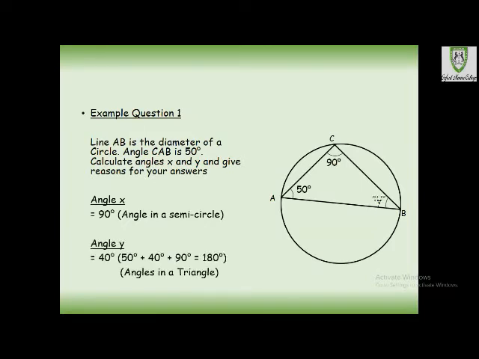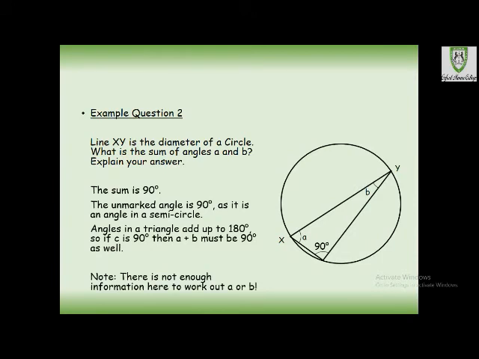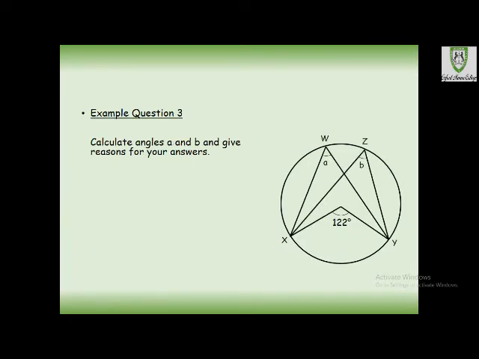Alright, we move on to the next slide. Example 2. We're asked to find A and B. Alright, I project the solution. A and B sum up to 90 degrees, because the angle at the circumference, xy is a diameter, so the angle at the circumference is 90. So the sum of the A and B is also 90.